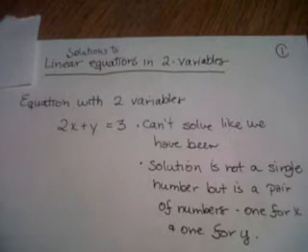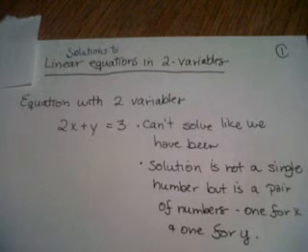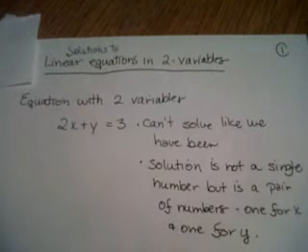So we're going to look at equations with two variables. For example, I have an equation that says 2x plus y equals 3. If I look at that, we can't solve it like we've done before, because what am I going to do? If I put 2x on one side and y on the other side, I'm not going to find one number where I say x equals, unless it's written in terms of y.